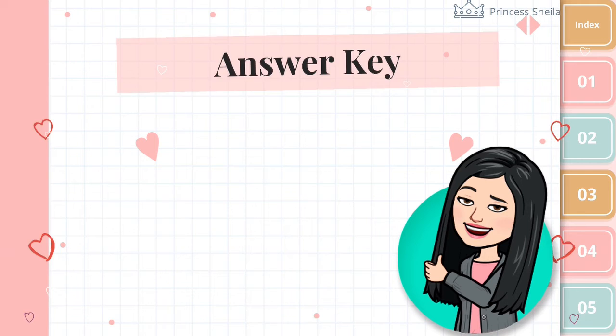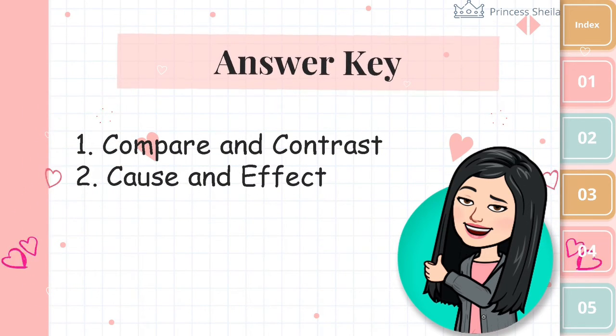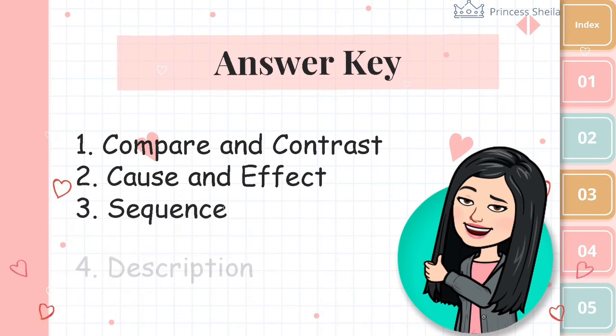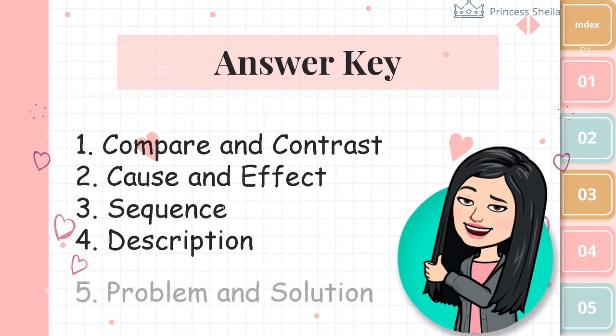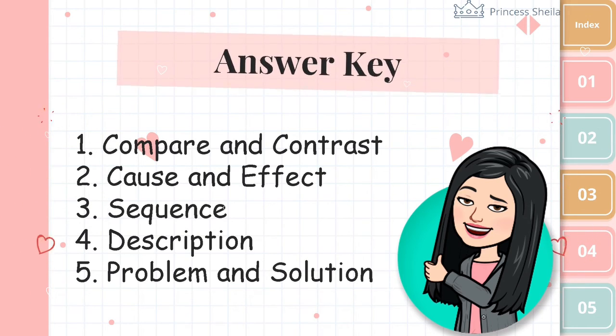Here are the answers. Number 1 is compare and contrast. Number 2 is cause and effect. Number 3 is sequence. Number 4 is description. Number 5 is problem and solution.